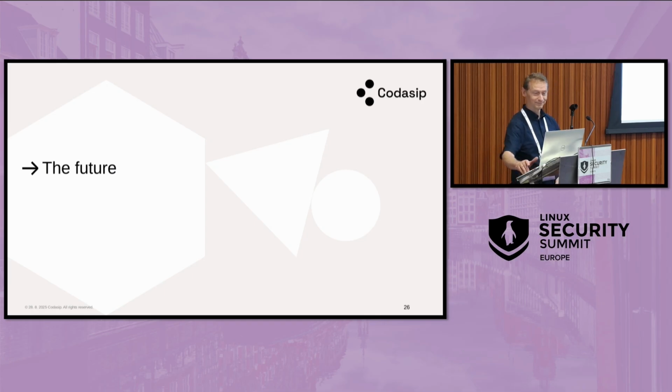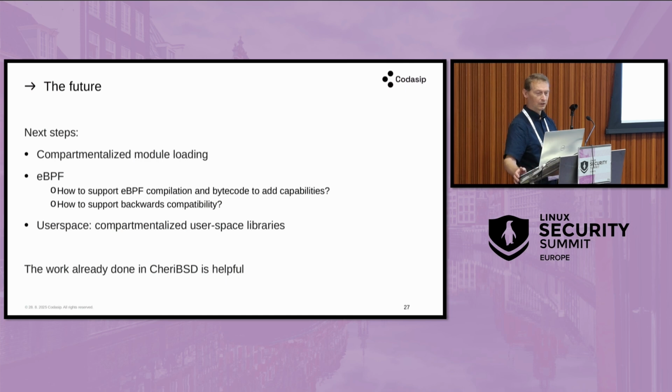So in terms of the future, the next thing we're going to look at is compartmentalized module loading, which I mentioned earlier. So how do you isolate modules from the rest of the kernel so that they're constrained? It's an interesting problem. When you think about it, the modules have to have quite a lot of access within the main kernel. So the other big ticket item is eBPF.